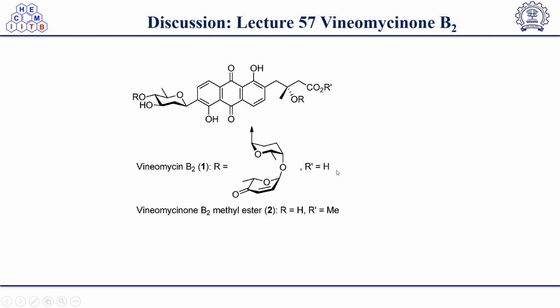So the total synthesis of vineomycinone B2 was reported by Danishefsky's group in 1984 using the hetero Diels-Alder reaction as the key step. The starting materials were methyl crotonate and juglone, and the key reaction was, as I told, the hetero Diels-Alder reaction. Danishefsky's group took almost 11 linear steps to complete the total synthesis in 9.1 percent overall yield.